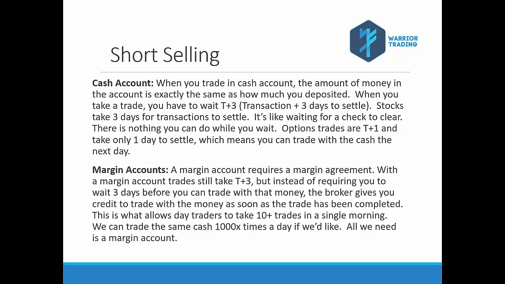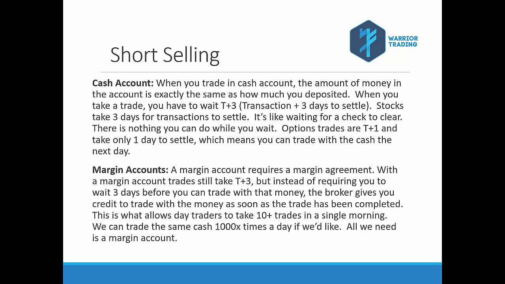There are two types of accounts that you can open when you set up an account with a broker. You can have a cash account, or you can have a margin account. Now, in a cash account, you fund the account with $10,000 and you've got $10,000 cash in that account. Now, when you buy a stock, let's say for $8,000 and sell it, you now have to wait 3 days for that transaction to settle before you can trade with that money again.